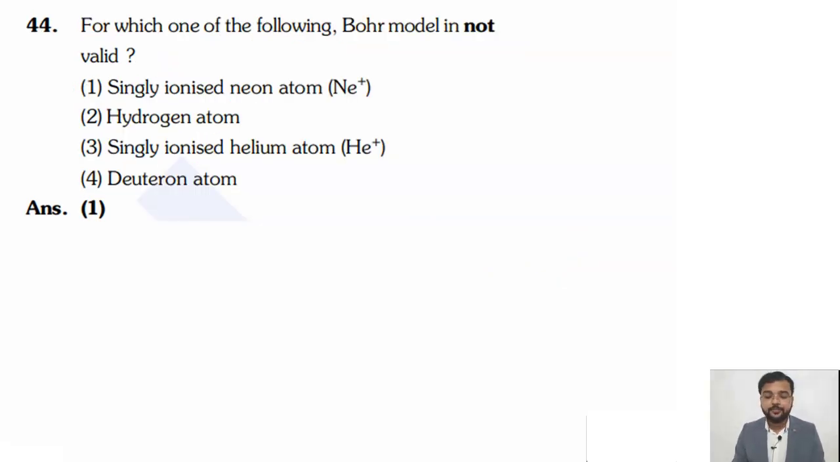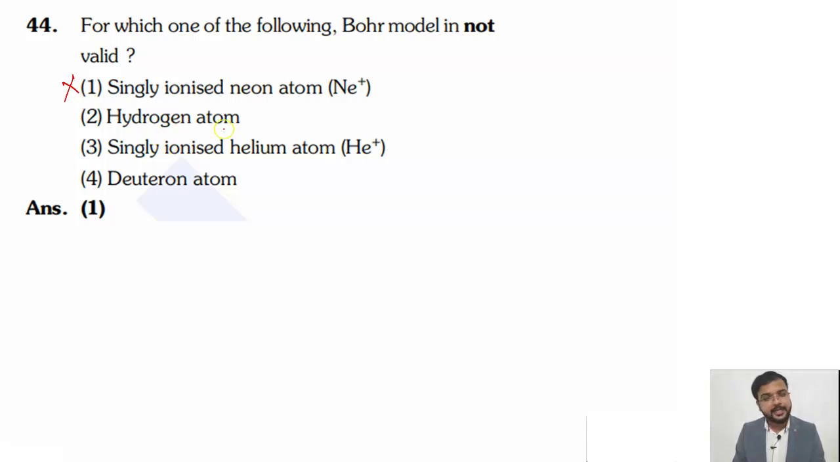Question number 44. For which one of the following is the Bohr model not valid? Always remember, the Bohr model is only valid for a one-electron atom. If the atom has one electron, then it is valid. So first we will see the first option. In the first option, what is given? Singly ionized neon atom. You know, a neon atom has so many electrons, correct or not? So this is not possible.